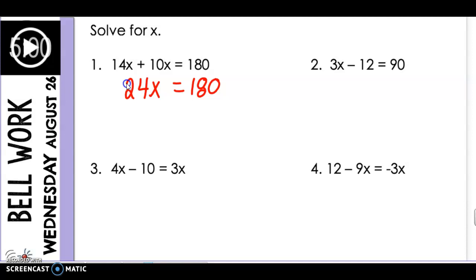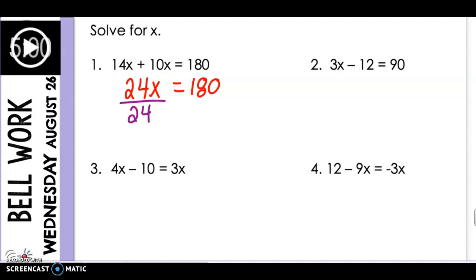Now remember, when we're solving an equation, the goal is to get the variable on one side of the equal sign by itself. So we want to get the x on one side of the equal sign by itself. So this 24x, that's like 24 times x, 24 multiplied by x. To get rid of this 24 and just get the x by itself, we have to do the opposite of multiplying by 24, which would be dividing by 24.